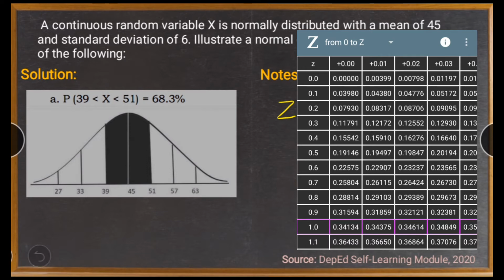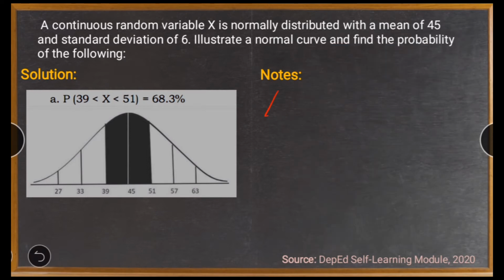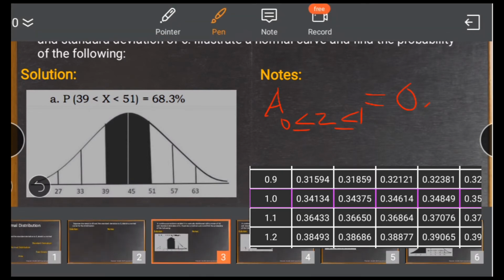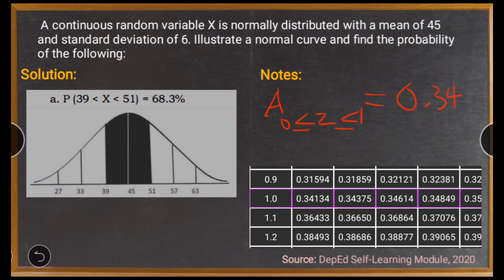We have the area from 0 to 1, meaning Z must be greater than 0 but less than 1, or equal, and that is equal to 0.3413, okay.